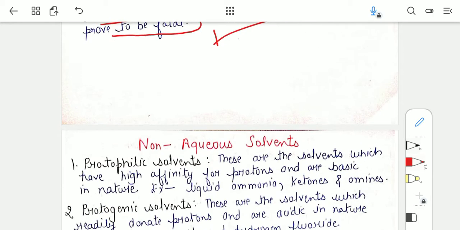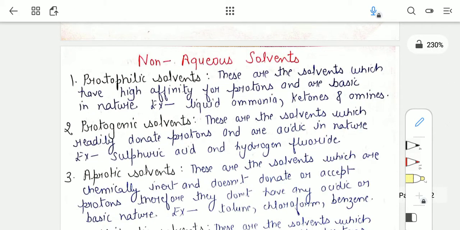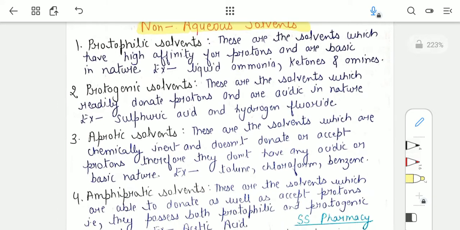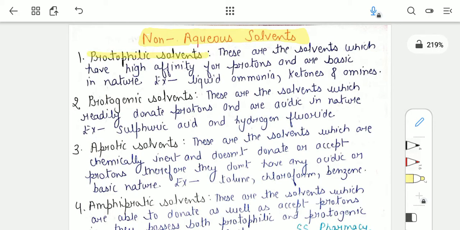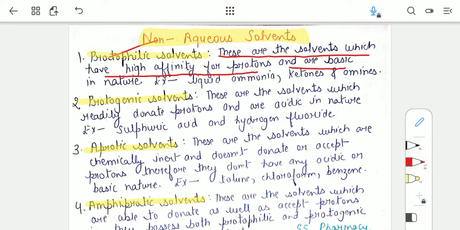Now let us begin with the non-aqueous solvents. This is a very important topic, and a lot of questions are asked in the viva about the type of solvents. There are four types of solvents: protophilic, protogenic, aprotic and amphiprotic solvent. Let us talk about all of these one by one. The very first one is protophilic solvent. These are the solvents which have high affinity for protons and are basic in nature. Philic means loving, and proto means proton.